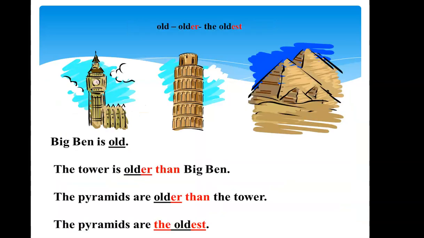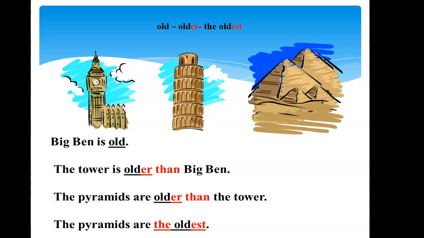Superlative adjective. Also the old, older, the oldest. Yes. Big Ben is old. Okay. The tower is older than Big Ben. The tower. Here's the second picture. The pyramids are older than the tower. The pyramids are the oldest.